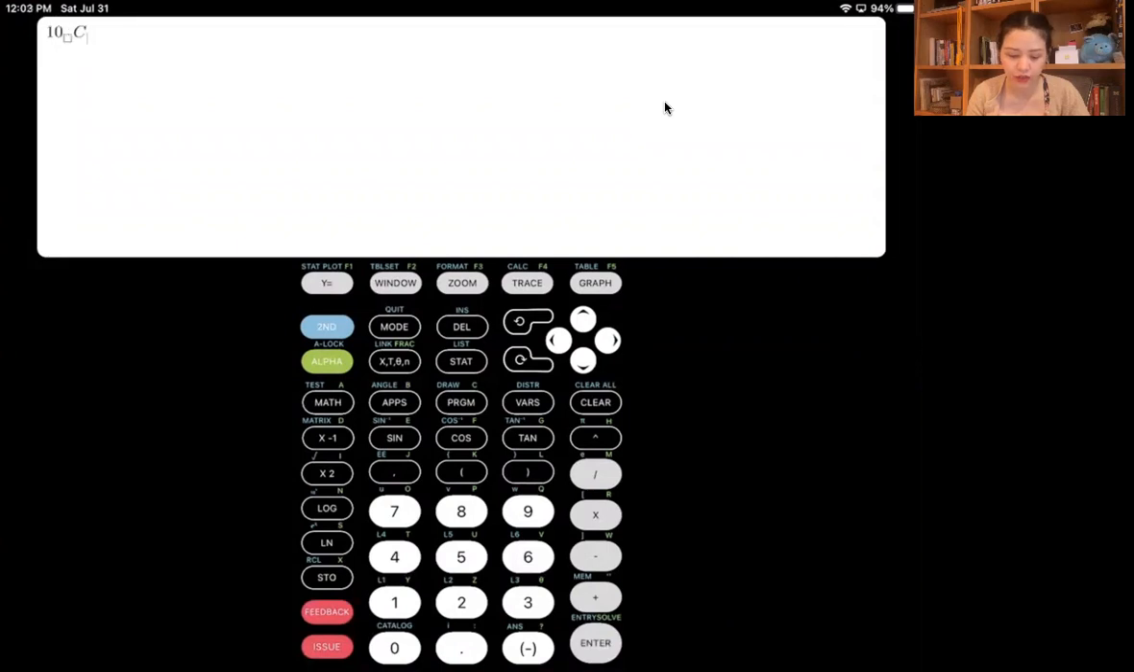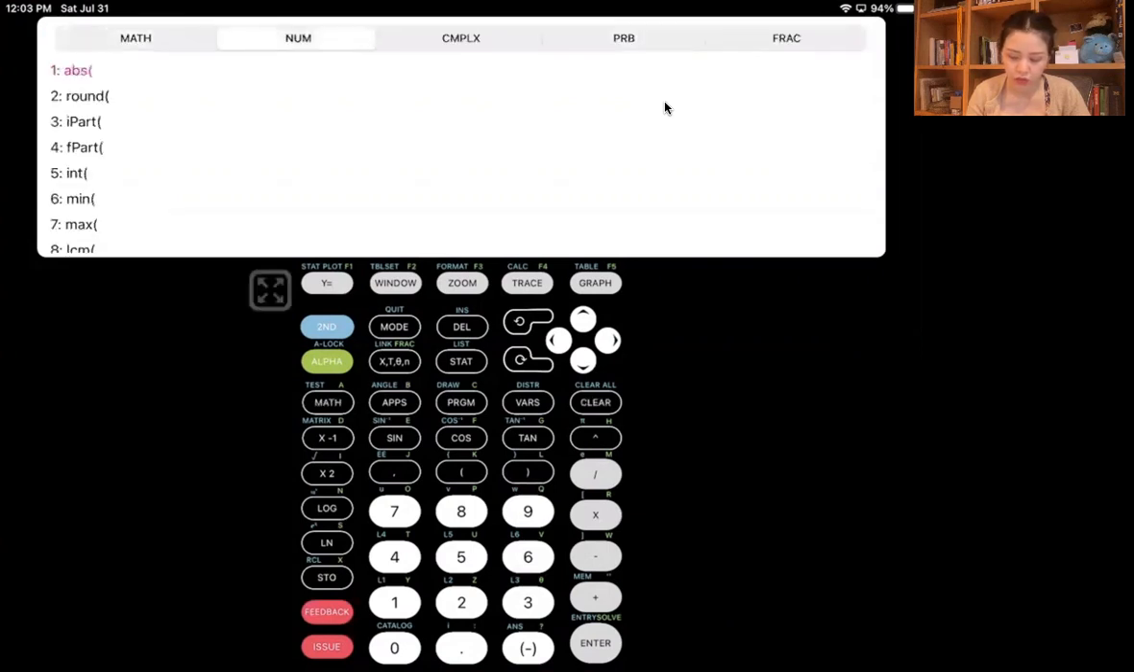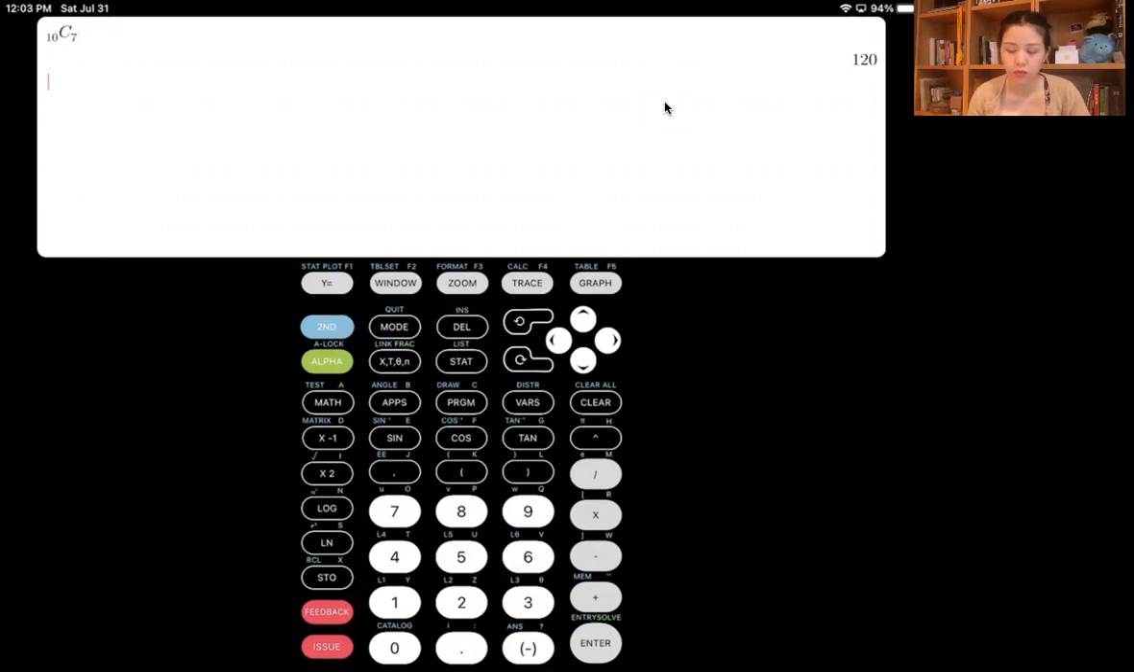Here I have nCr. All I have to do is plug in the number 7. Oops, what happened? Let me clear this. I think all I have to do is go to math, go to probability, go down to nCr, and now 10 choose 7, which is 120.